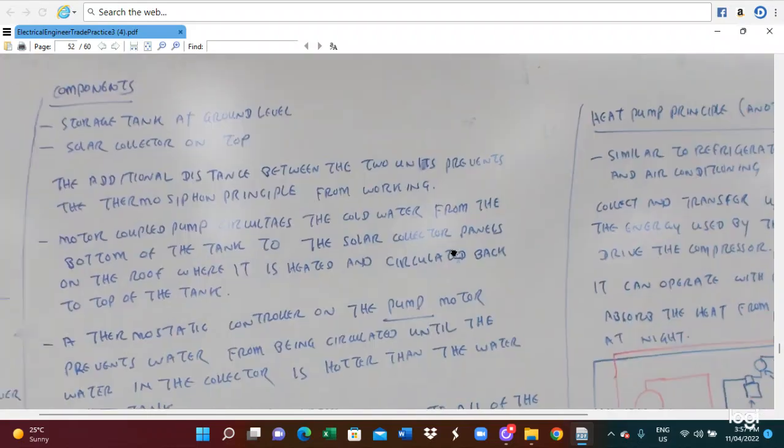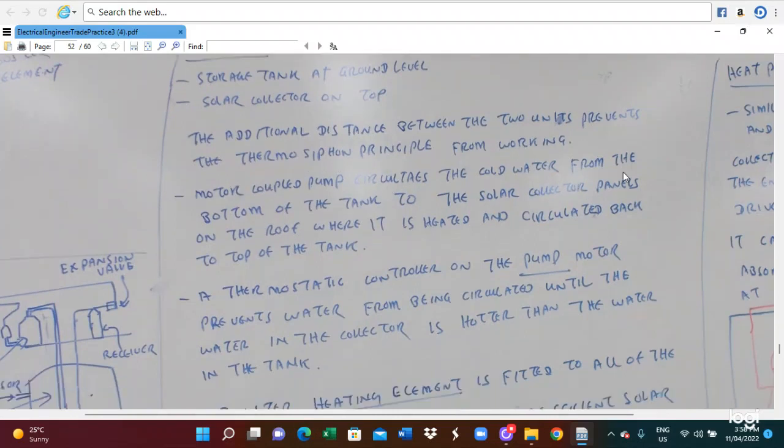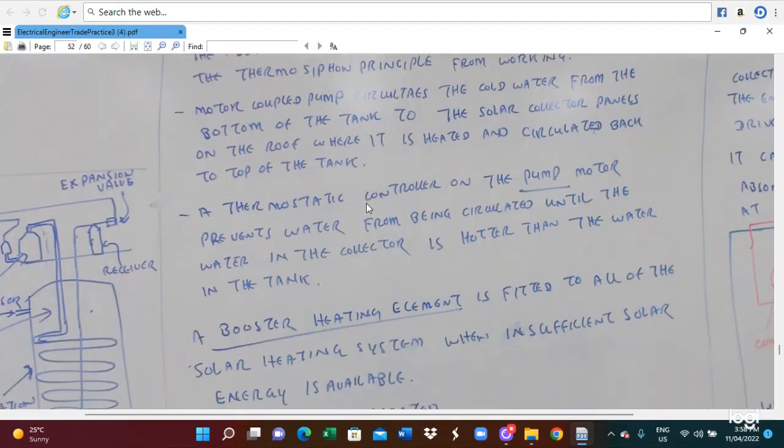So the components can be the storage tank at the ground level, with the solar collector connected at the roof. The additional distance between the two units prevents the thermal siphon principle from working. The modern copper pipes are the circulating ones that go out from the bottom of the tank to the solar collector panels on the roof. So the water is heated and circulated back to the top of the tank. A thermostatic control on the pump motor prevents the water from being circulated until the water in the collector is hotter than the water in the tank.